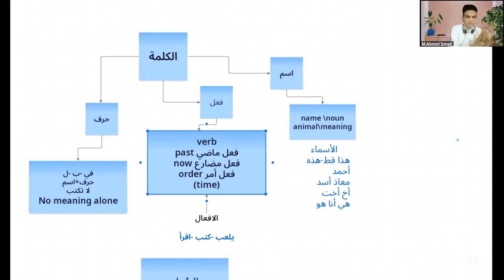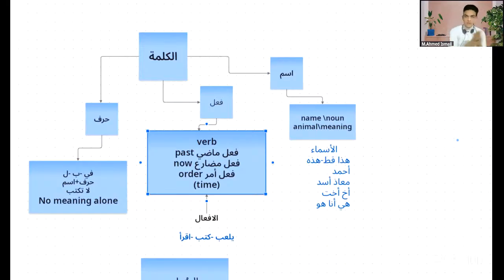What about harf? What do we mean by harf? Actually, the harf is so simple because harf is a letter. Like when I say ba or lam, if I say ba alone, there's no meaning for that, just the letter ba. But if I say bi-sayyara, for example, this means by car. So I wrote here, no meaning alone. You don't have a meaning for the harf alone. You should add it to something to have a meaning from it.